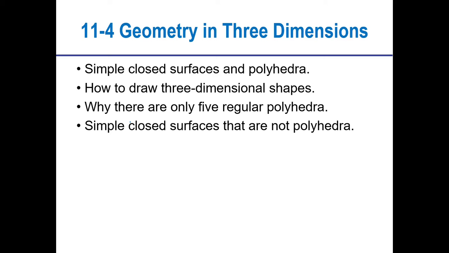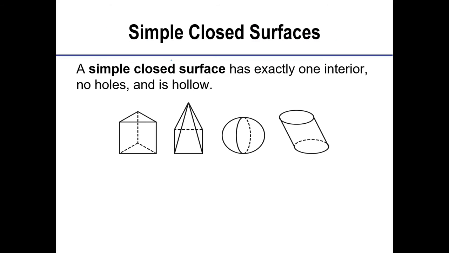In 11-4, Geometry in 3 Dimensions, we are going to look at simple closed surfaces and polyhedra, how to draw three-dimensional shapes, why there are only 5 regular polyhedra, and we'll discuss simple closed surfaces that are not polyhedra. A simple closed surface has exactly one interior, no holes, and is hollow.